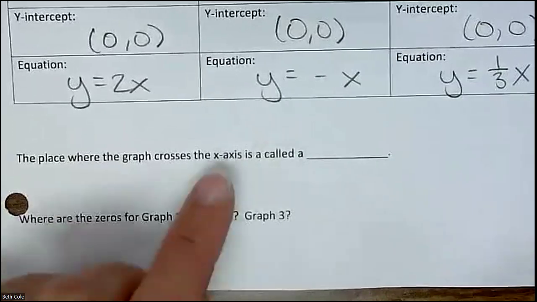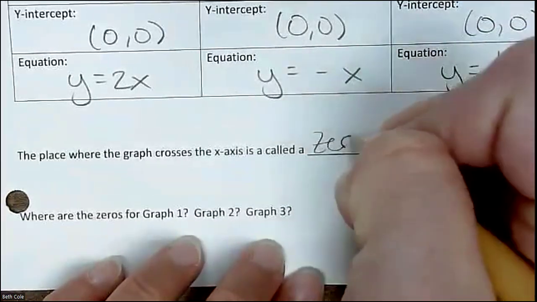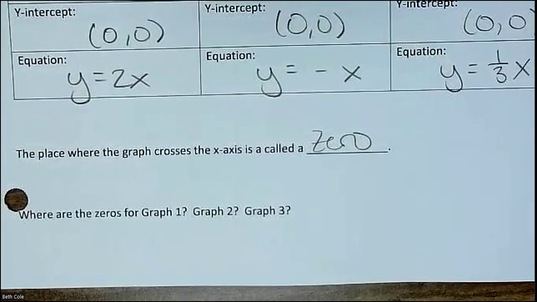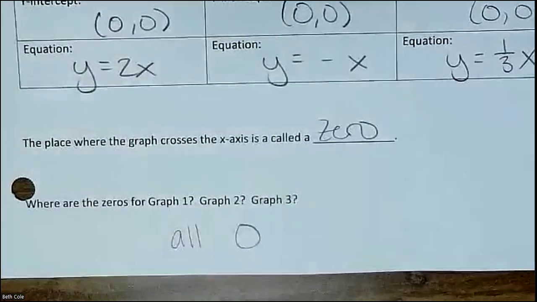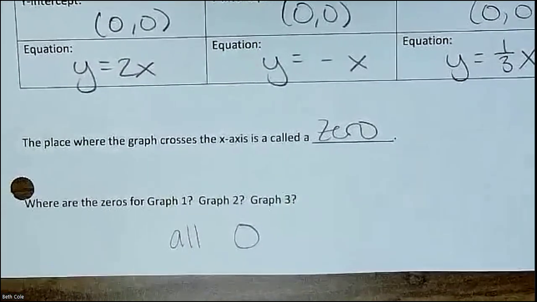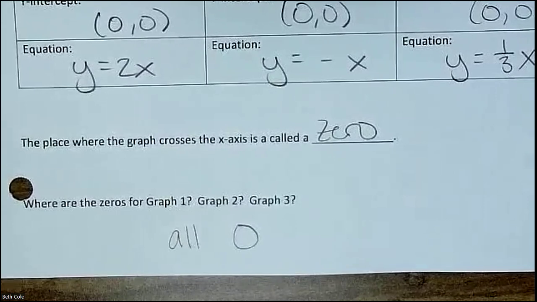This is going to be review vocabulary that we just did in the past unit. The place where the graph touches the x-axis is called a 0 or a root or a solution. Remember, 0, root, solution, those all mean the same thing. All right. And the zeros for all of these, they are all 0 because they go through the origin. And again, that's the definition, is that it's going to go through the origin. So it's actually pretty simple.